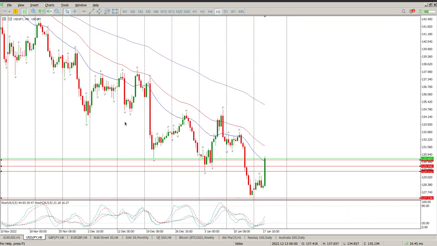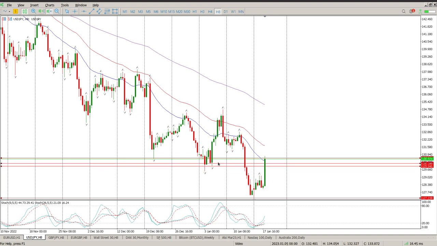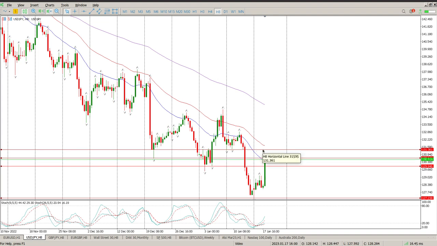Moving on to US dollar Japanese yen, and you can see we've got something happening at the moment. We are breaking through structure. This is on the 8th hour, so obviously we want to wait for confirmation, and I'm just going to take this bottom level here and move it up here, because there is another area all the way up here which could also act as resistance, and that's 131361.